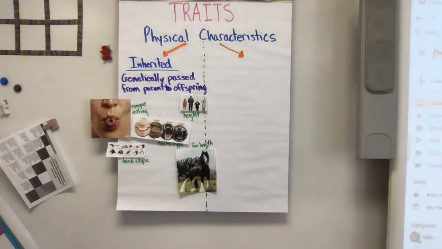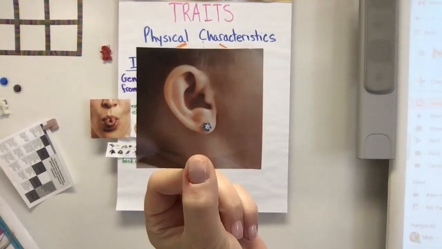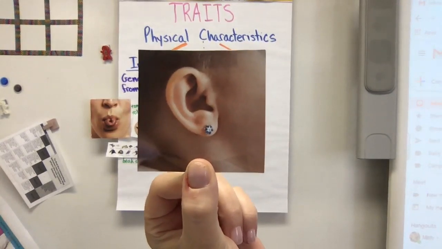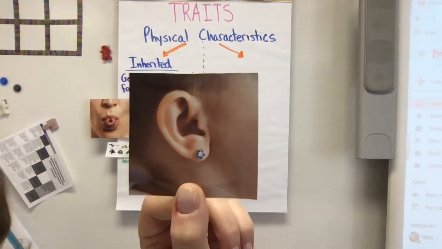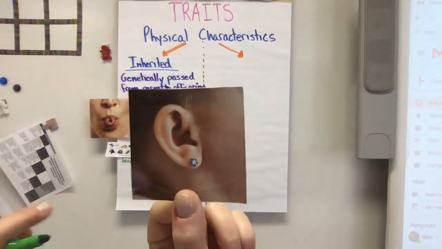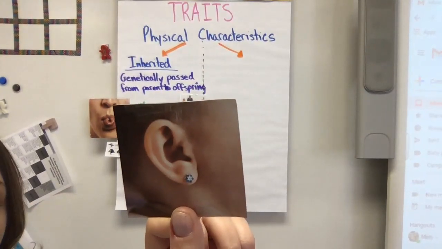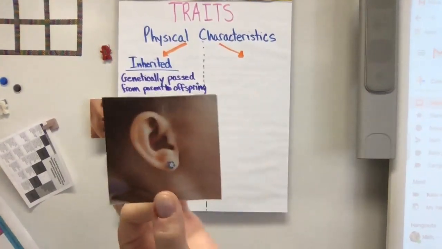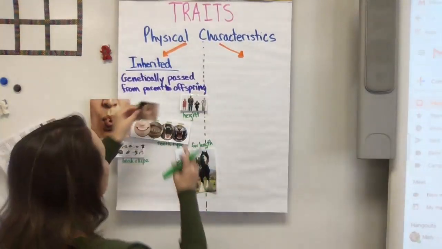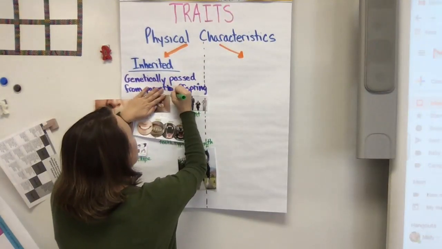Okay, this is a weird one. These are earlobes, and there are two different types of earlobes. There's attached earlobes and unattached earlobes. These are unattached. You'll notice right here, they kind of dangle. If ears dangle, they are unattached. If they don't dangle, then they're considered to be attached. And this is genetically passed to you. So I'm going to put this right here. This is ear type.